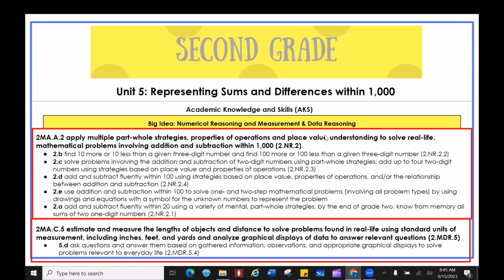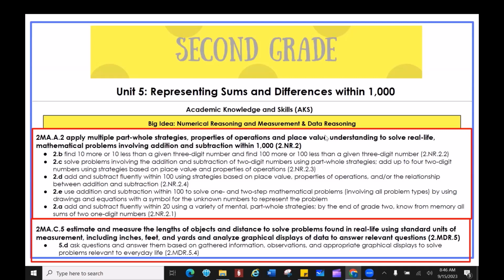In IOA 2E, students will add and subtract numbers within 100 in the context of one- and two-step word problems, including a variety of problem types that have unknowns in all positions, including result unknown, change unknown, and start unknown. They will also use drawings, objects, and equations with a symbol for the unknown to solve one- and two-step problems.